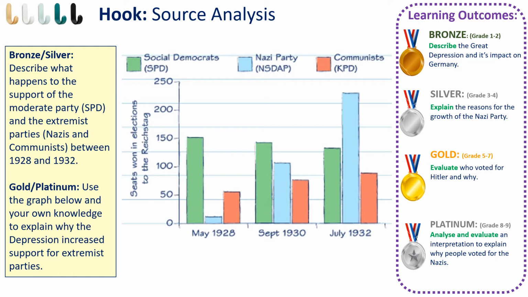To start us off, we've got a source to look at, so it's a bit of maths here as well, so we're pushing on numeracy skills. For bronze and silver, can you describe what happens to the support of the moderate parties? The moderate parties are in the middle, not too left, not too right, fairly unextreme parties. And what happened to your extremist parties, so the Nazis and the communists, from 1928?